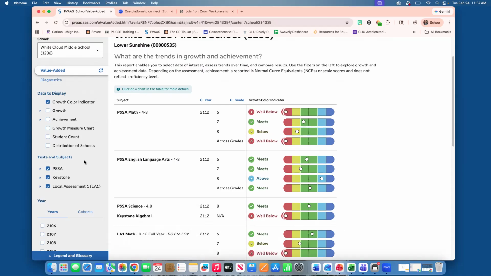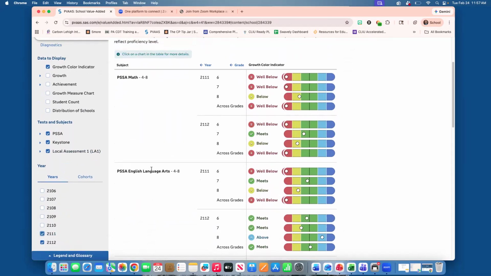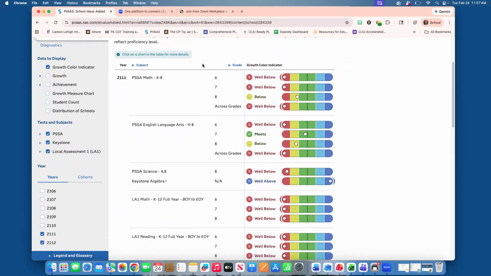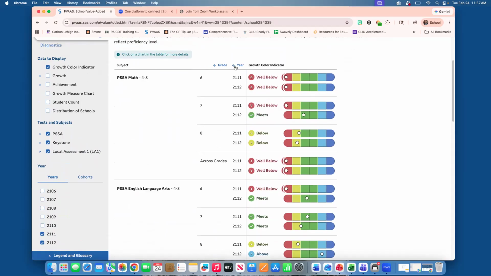The nice thing about this report is you can select more than one year to look at trends across the years. And whenever you see a blue link, you can click on it and it will rearrange the data for you based on subject, year, or by grade level. So that is the value added report.